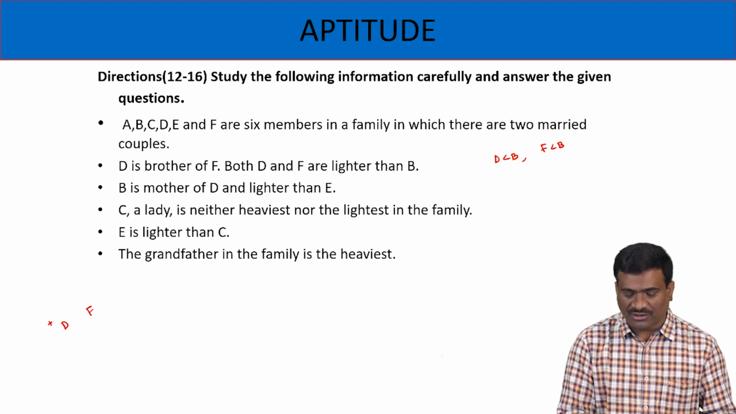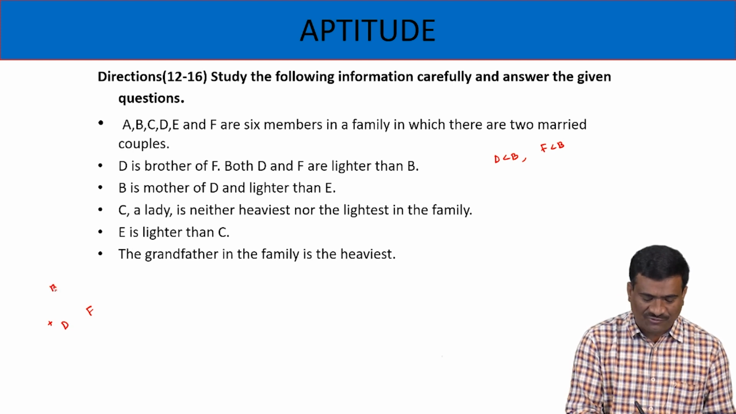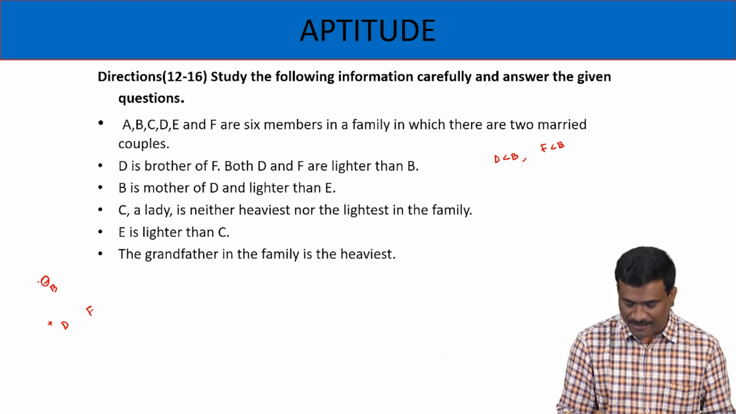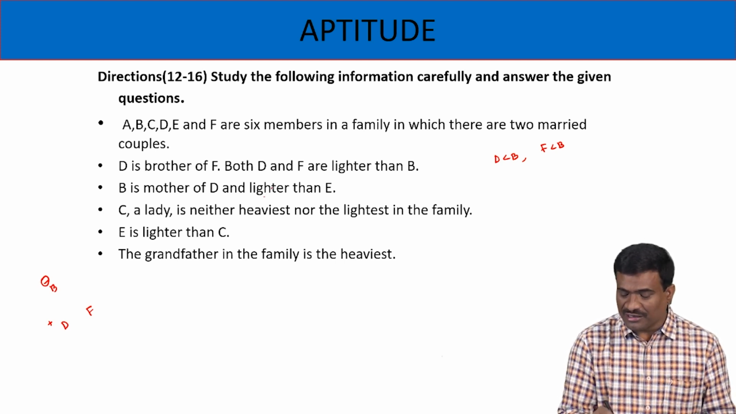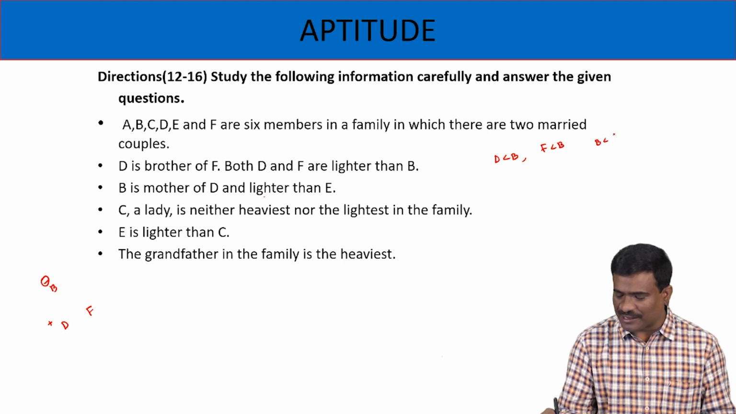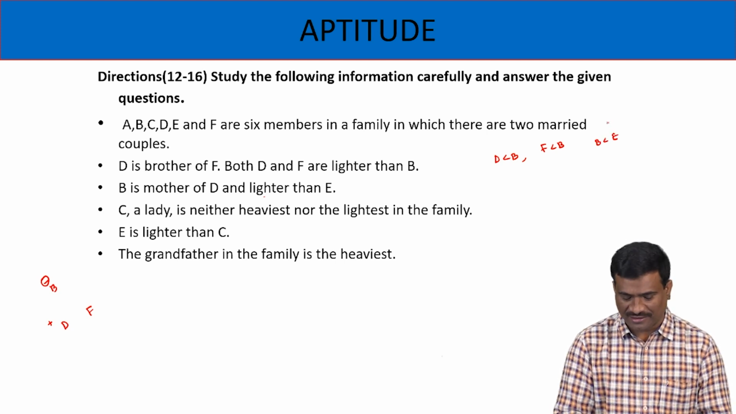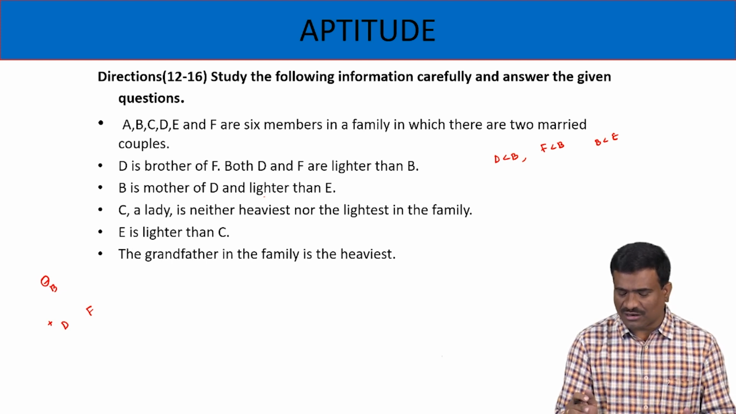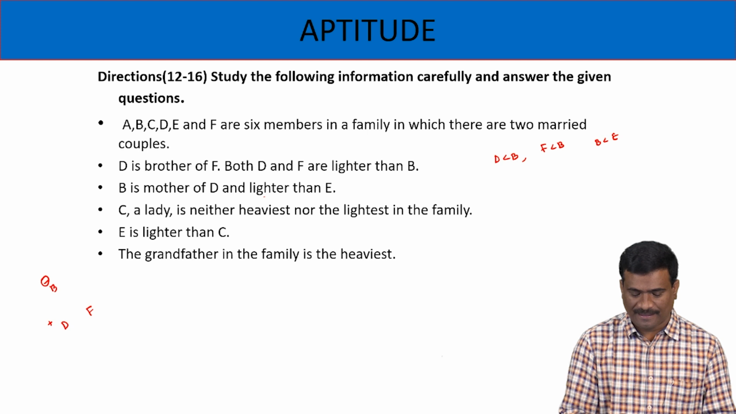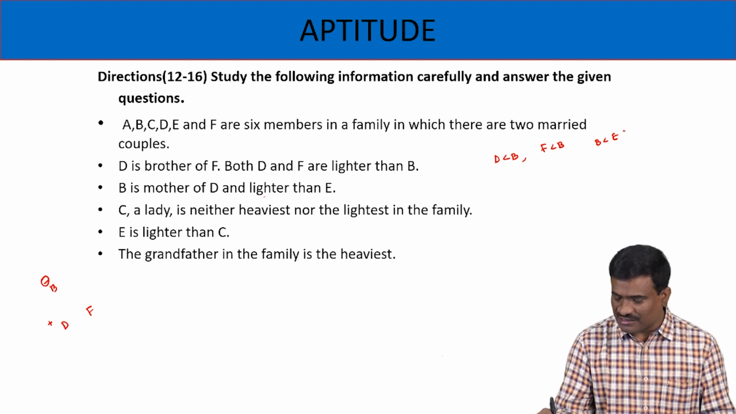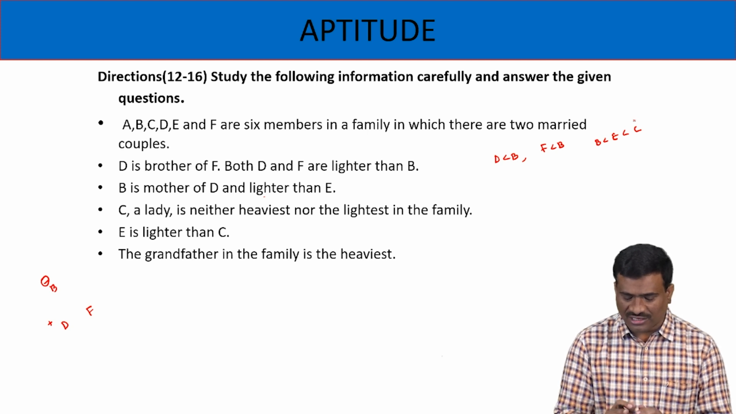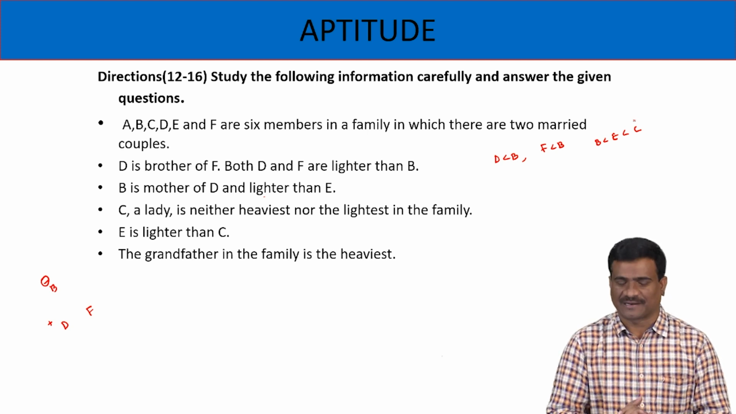Next, B is the mother of D. Means D and F's mother is B. Indirectly, D and F are brother and sister with mother B. Next, lighter than E means B less than E. Third statement: C, a lady, is neither the heaviest nor the lightest in the family. E is lighter than C means B less than E less than C. The grandfather in the family is the heaviest person. This is called relation.